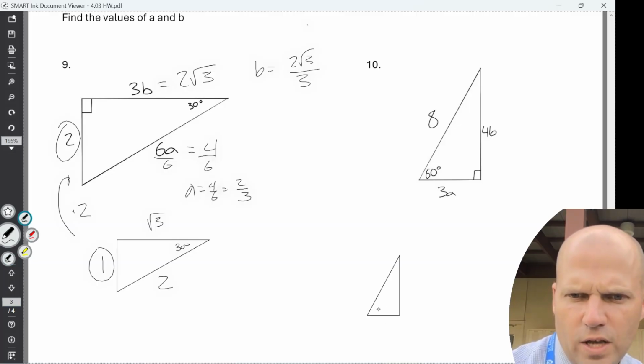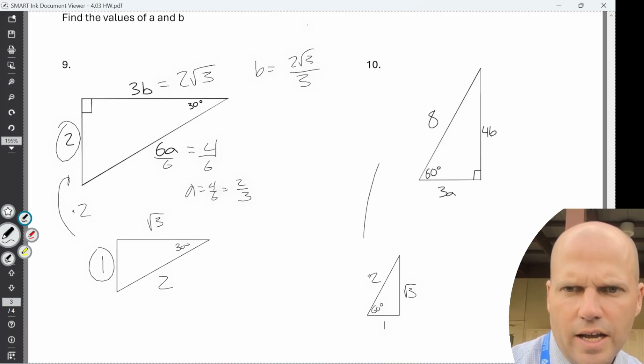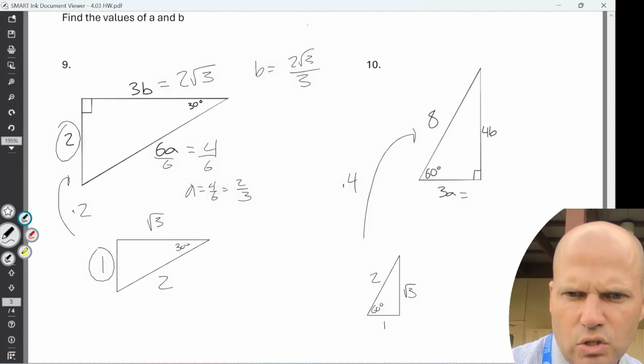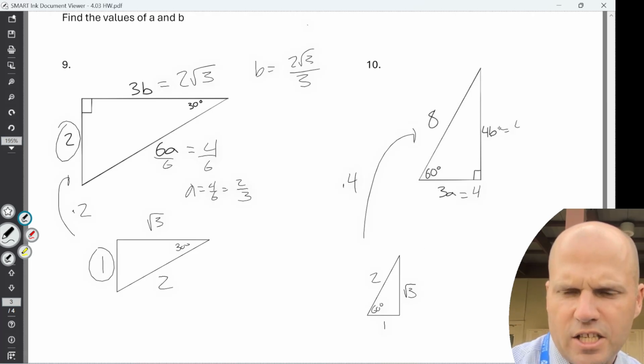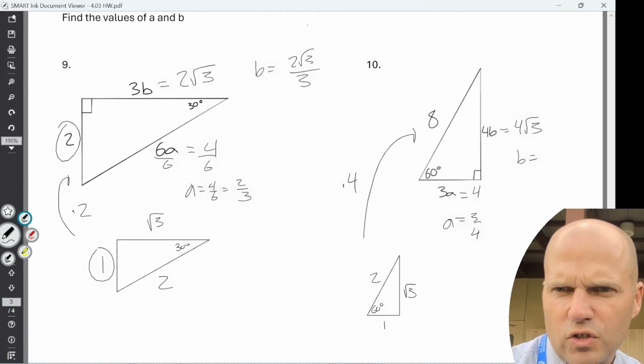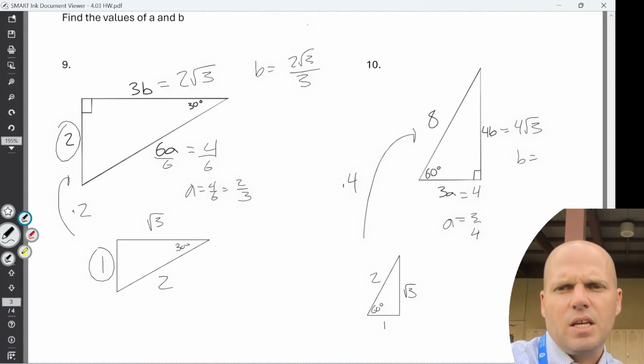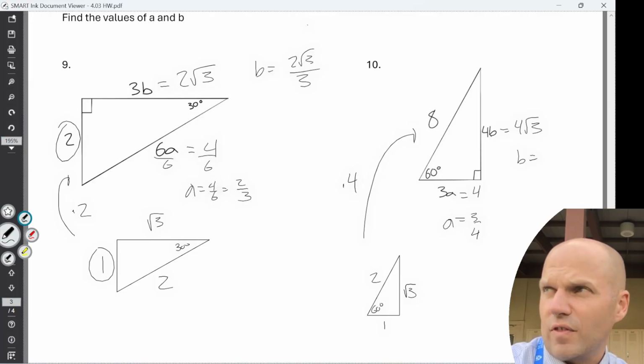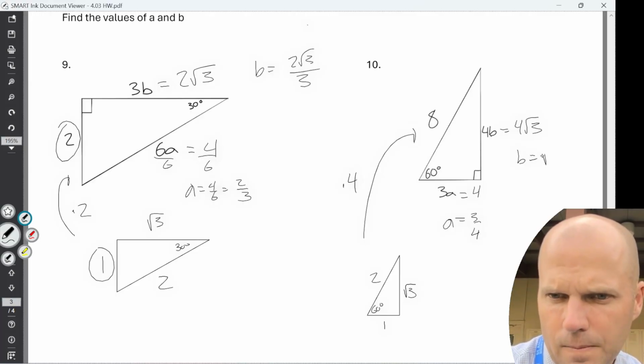So here, if we have it oriented this way, I'd have a small, medium, and large. I could see that I'm scaling things by multiplying by 4. That means 3a has to equal 4, 1 times 4, and 4b has to equal 4 root 3. That means a equals 3/4 after dividing by 3, and b equals 4 root 3 divided by 4, b equals root 3.